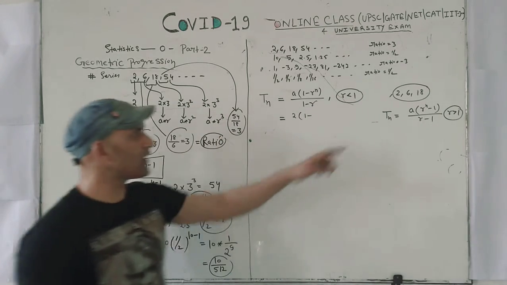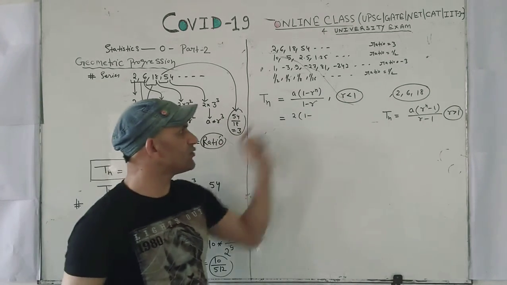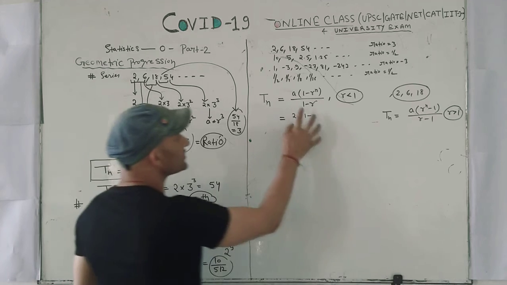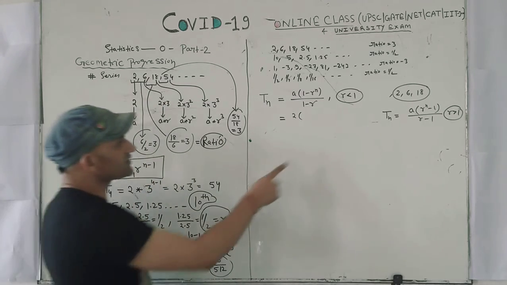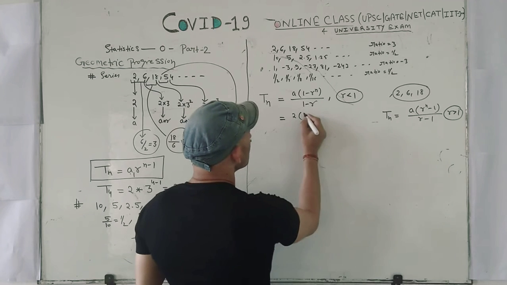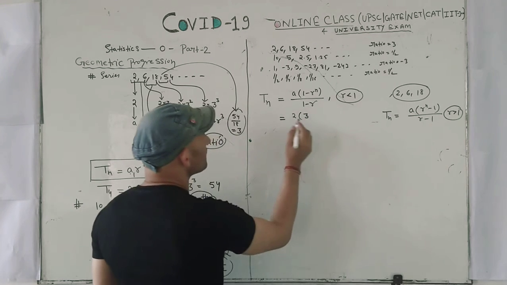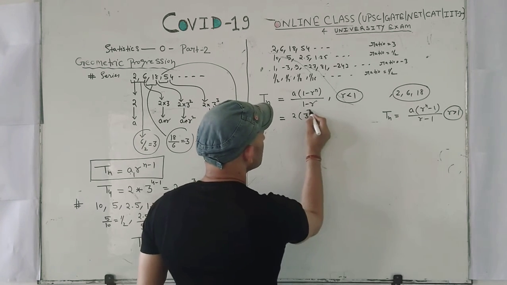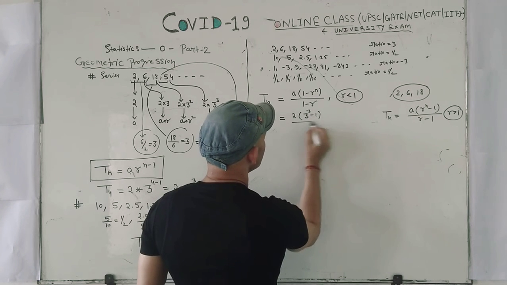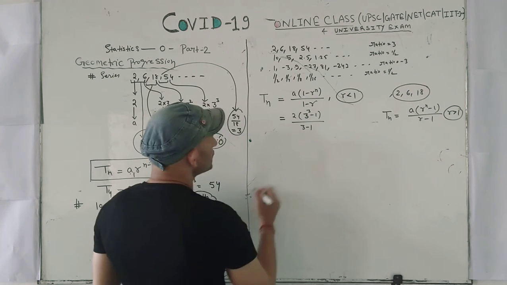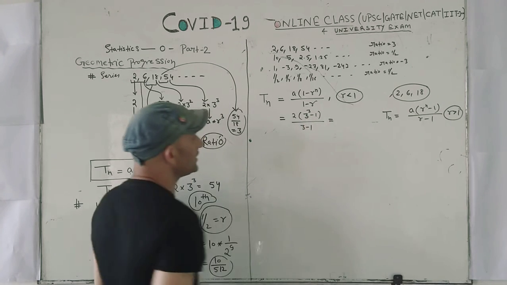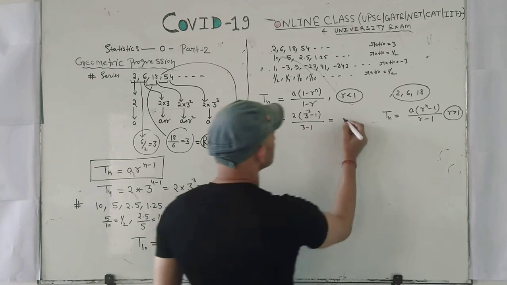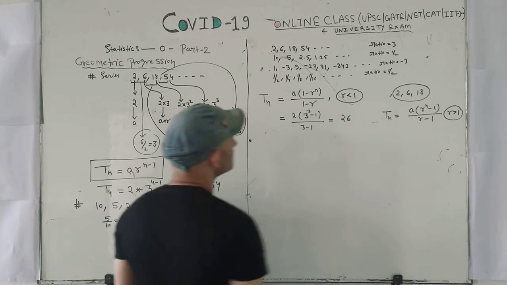Whenever r is greater than 1, you will use this formula. Whenever r is less than 1, you will use the other formula. We are not using that formula here because your r is greater than 1. So we are multiplying up to 3: 3 to the power 3 minus 1 upon 3 minus 1. So 3 minus 1 is equal to 2, both cancel. Then 3 to the power 3 is 27, minus 1 is equal to 26.